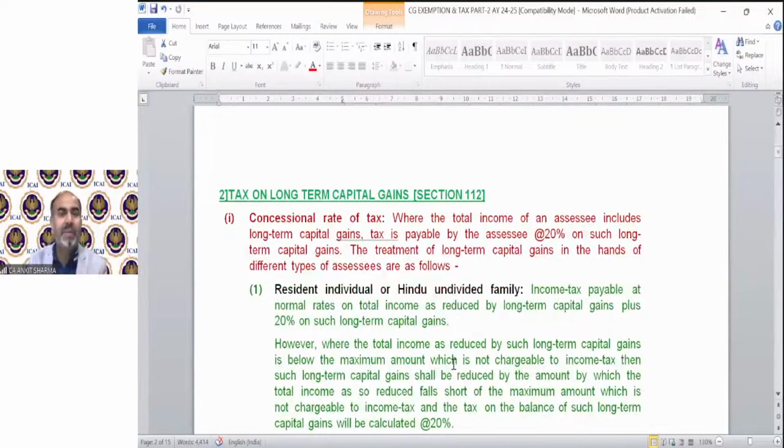Now, long-term capital gain, having different kinds of long-term capital gain, generally is going to be taxed at 20%. But if it is under 112A, then it's going to be taxable at 10% without indexation benefit and having 1 lakh rupees exemption also. One more capital gain is also applicable, which is on long-term listed securities, etc. We have the option to tax them at the rate of 10% or 20%.